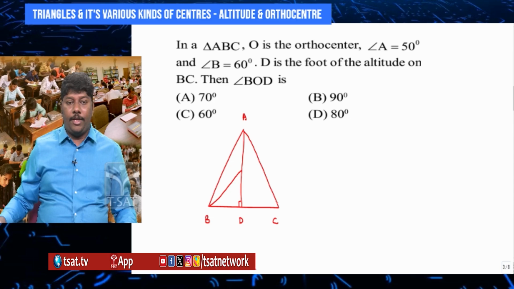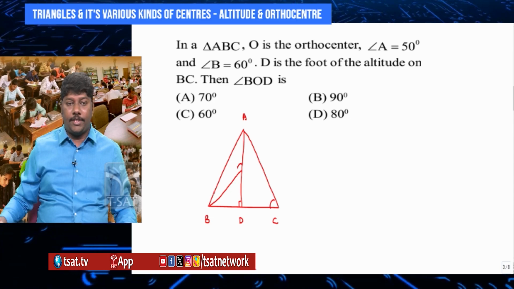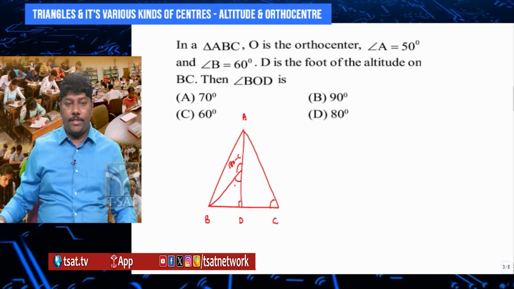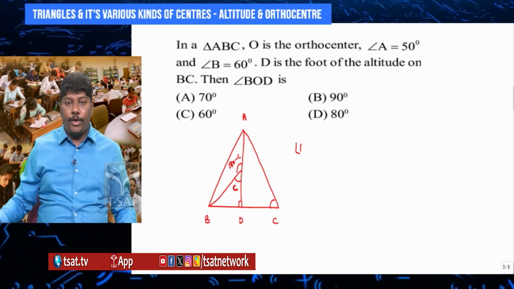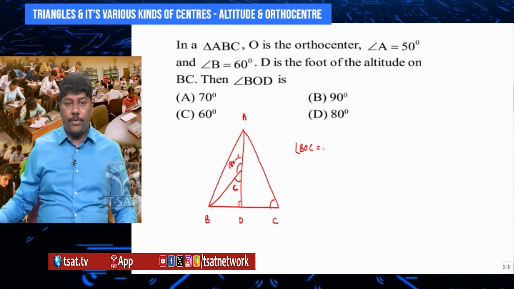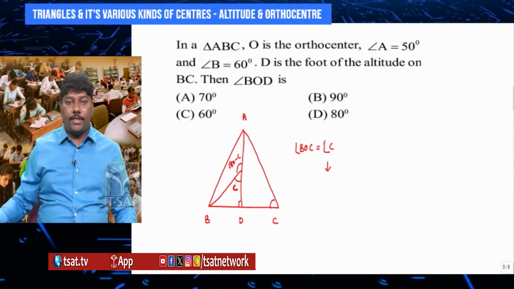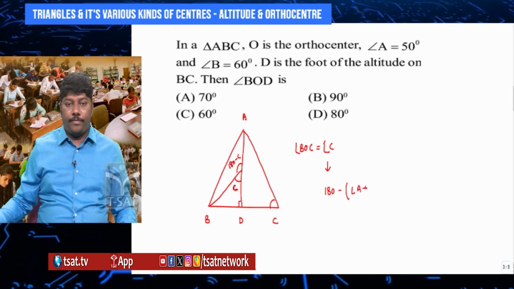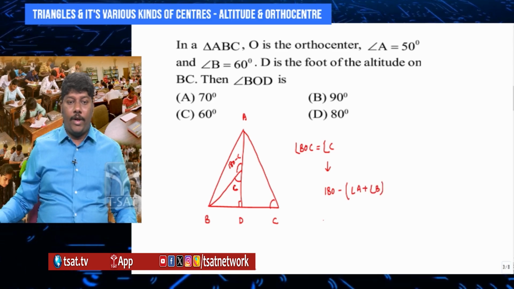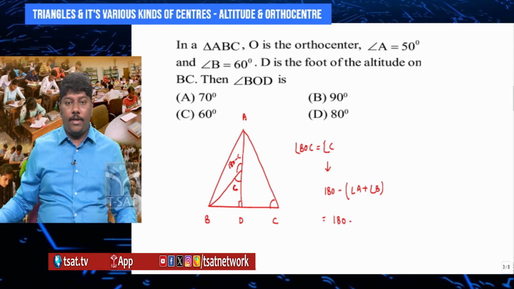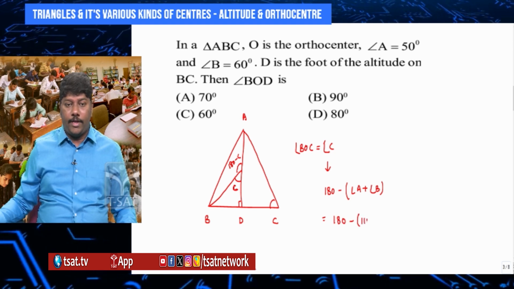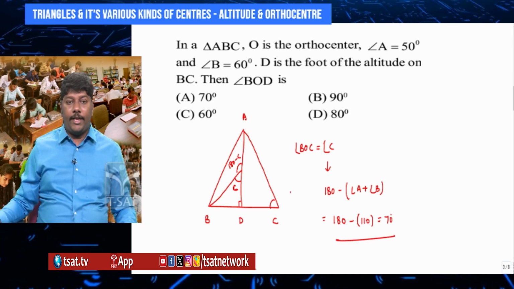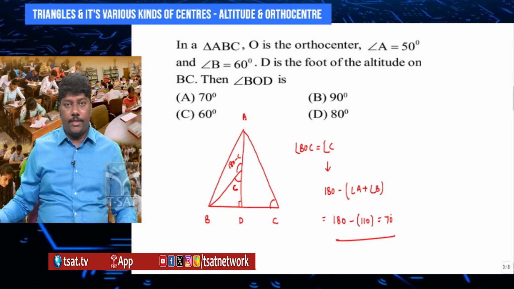Just now we have seen BOD means if it is C, this becomes 180 minus C. If it is 180 minus C, here this is C. So angle BOD is equal to angle C. Now how do I get angle C? 180 minus angle A plus B. So 180 minus, angle A is 50, angle B is 60, therefore 110, the remaining angle is 70 degrees. So the required angle BOD is the same as angle C. We have seen this in the properties just now.